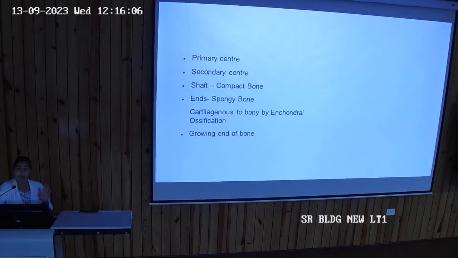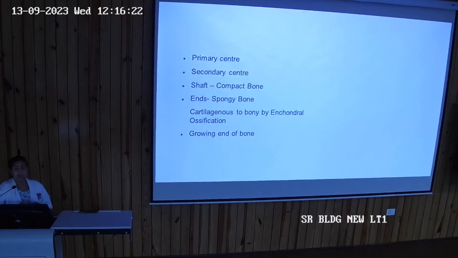So primary center is located in the diaphysis, the shaft, and secondary centers are located in the ends. The primary center develops during intrauterine life, the secondary center develops after the birth of the baby.